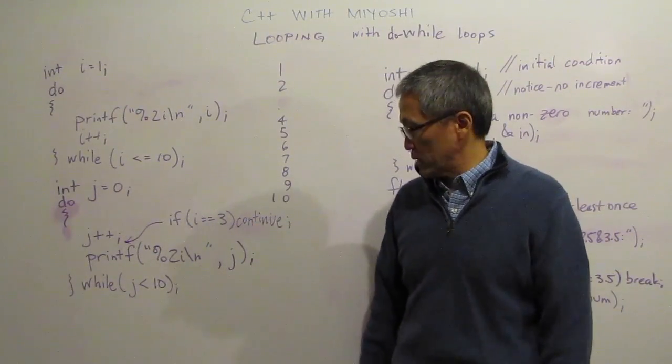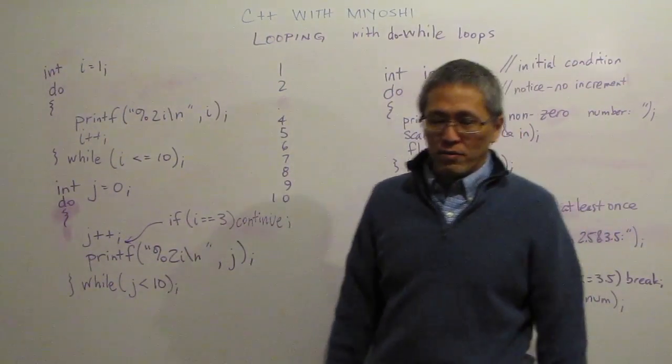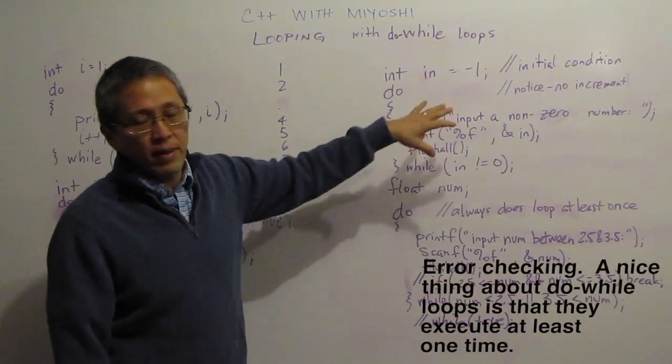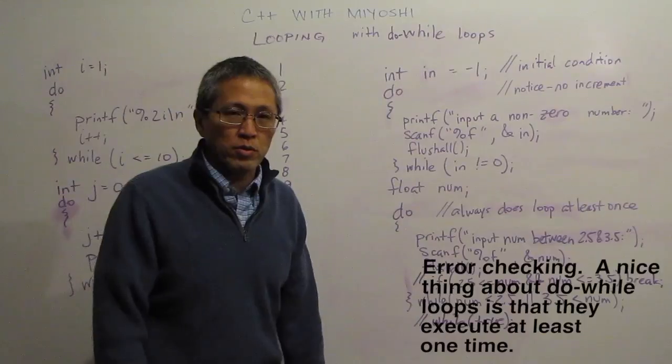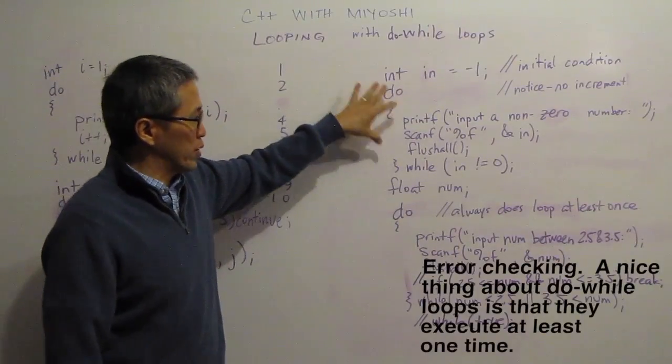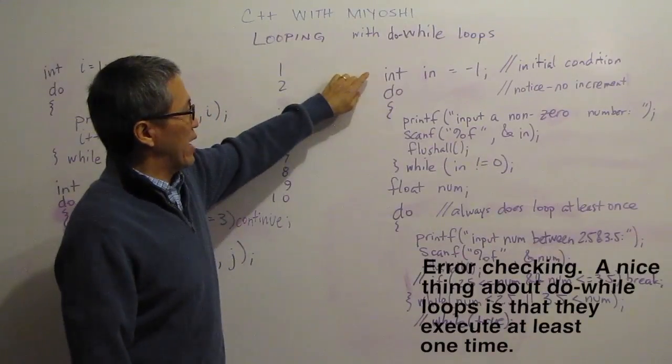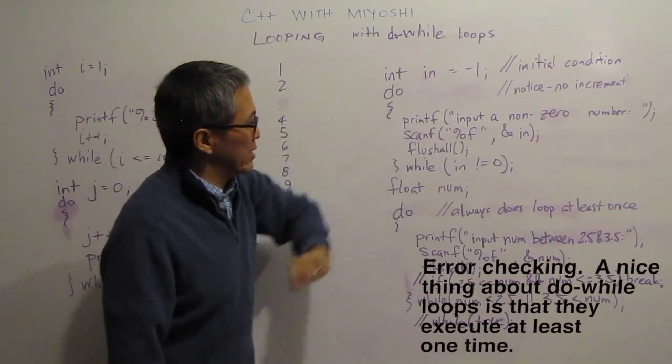It can be a dangerous little command there for you. Here's some error checking with my do loop. Remember, the nice thing about do loops as opposed to while loops, it always will do the do while at least one time. So here we have our initial condition, just like we did last time.